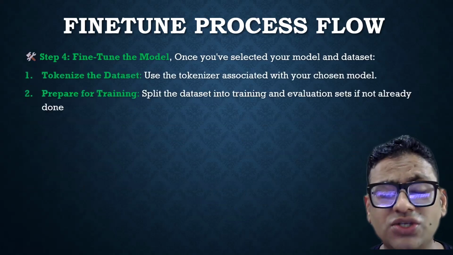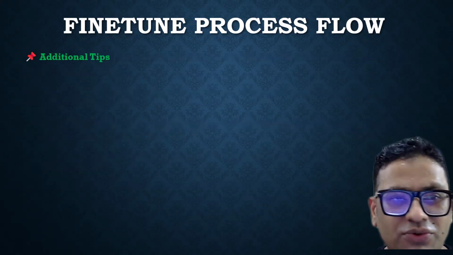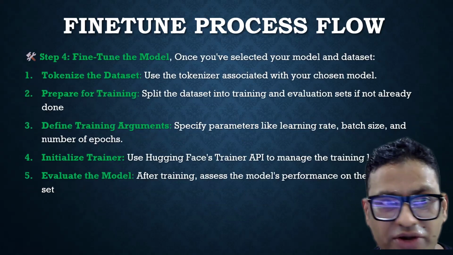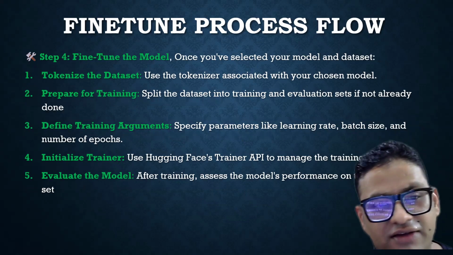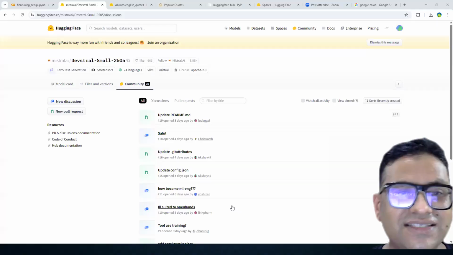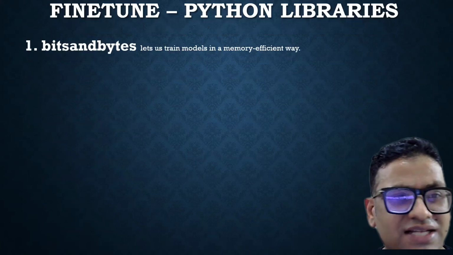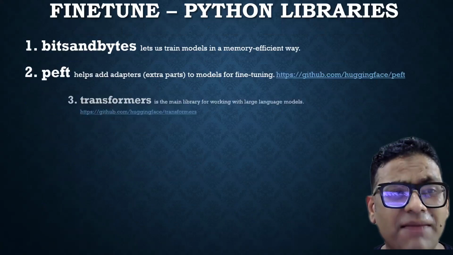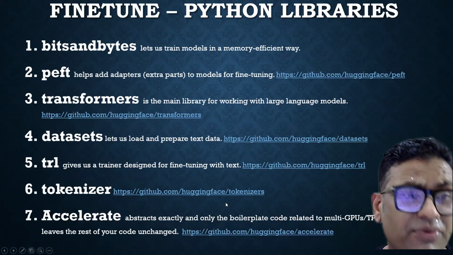Now once you have this model and data set, all you need to do is fine-tune the model. This is the process we have already talked about: tokenize the data set, prepare for training, define the training arguments, initialize the trainer, and evaluate the model. That is just a summary. We can cover additional tips as well, but these are the important libraries which we will be needing. So we will be needing these seven libraries.